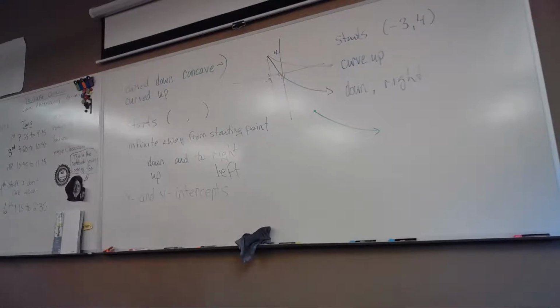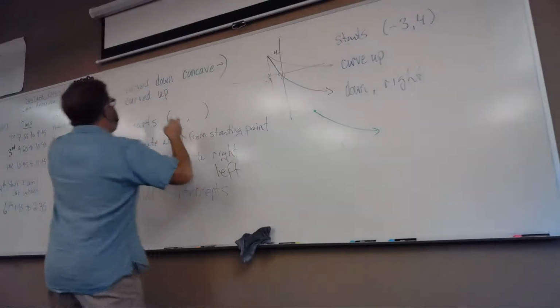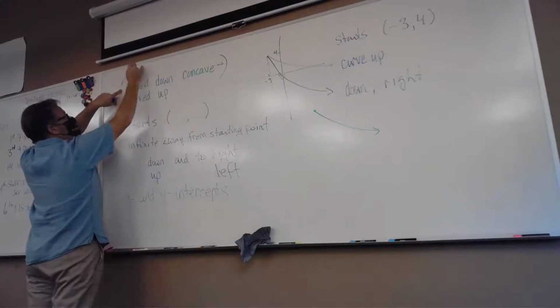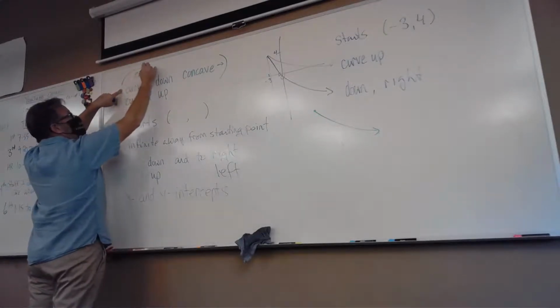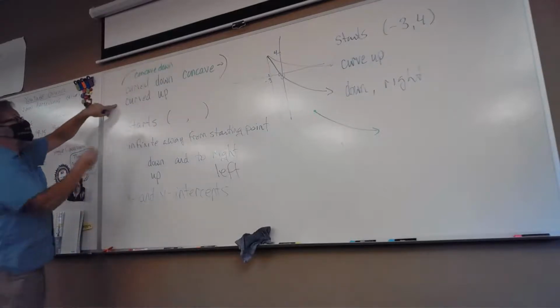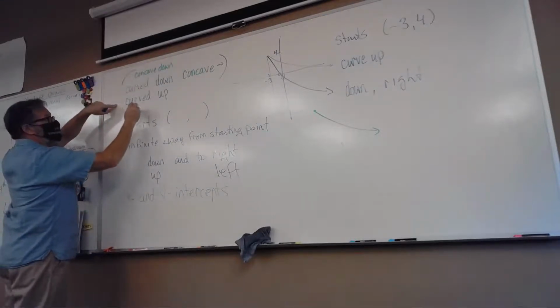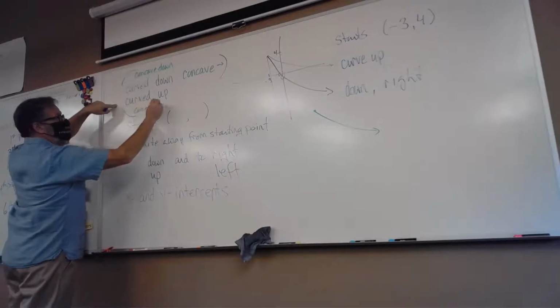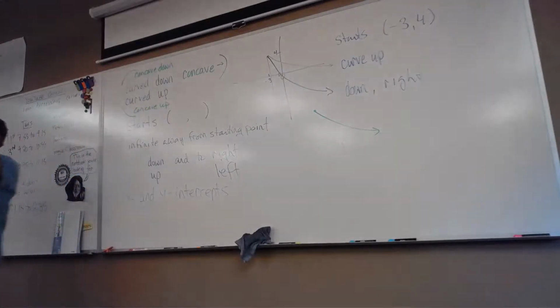And there are two possibilities. If it is curved down, we're going to say concave down. And if it is curved up, we're going to say concave up. The cave is opening downwards, or the cave is opening upwards.